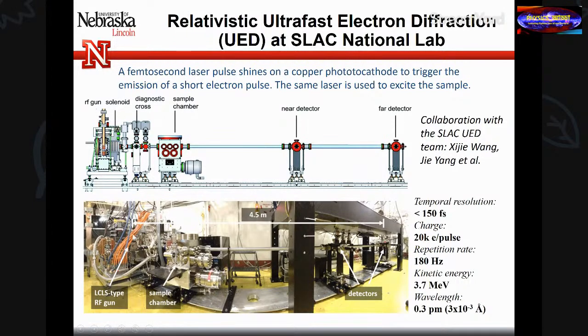So this is a photograph of the setup as it was a few years ago. Here's the gun, here's the sample chamber, and then there are two detectors, a near detector and a far detector. From the sample to the detectors is between 3 and 4 meters. But the great thing was that with this setup, we were able to reach a resolution of 150 femtoseconds or less.